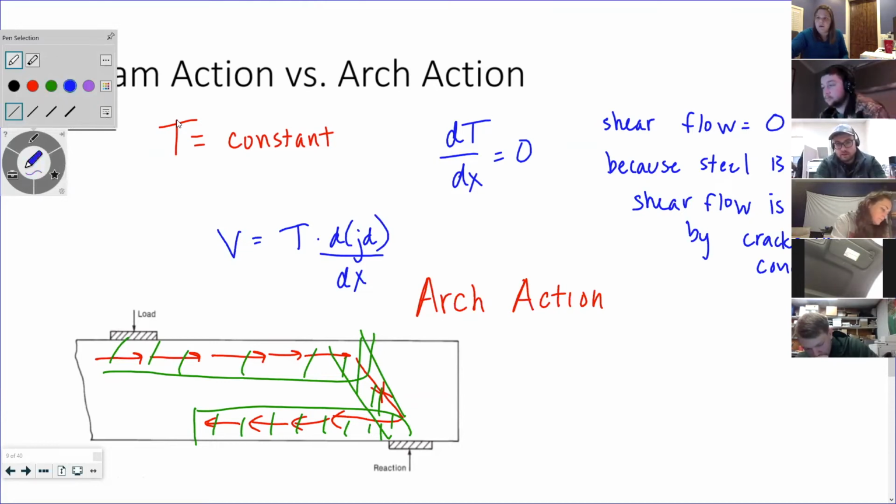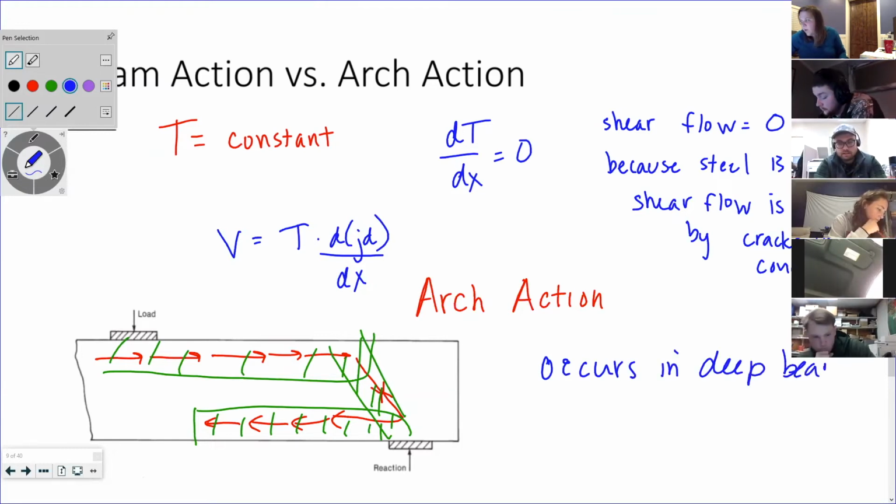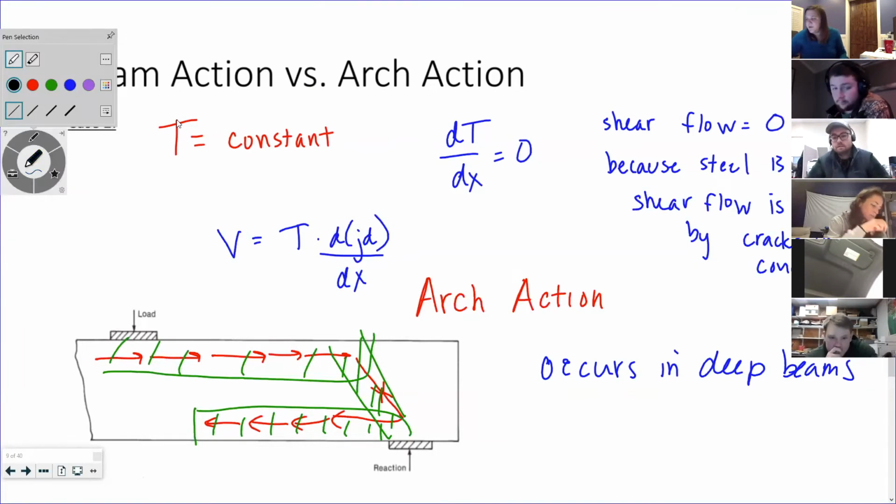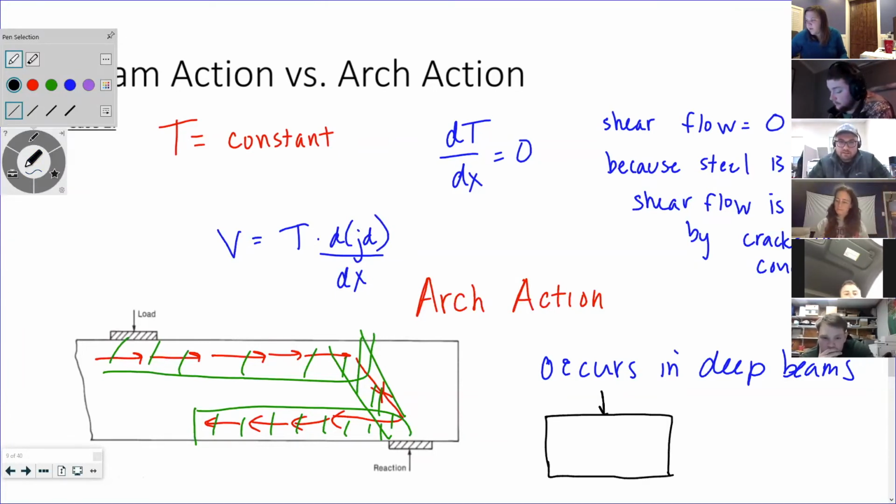This occurs in deep beams. I mean, really deep, right? Deep and short, something like that. Now your forces are more like an arch.